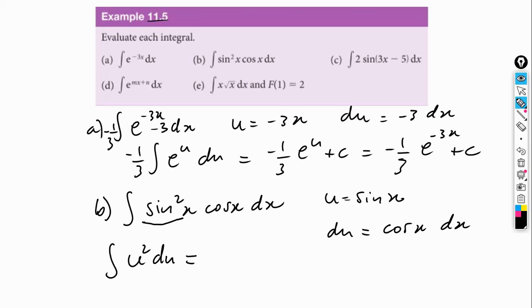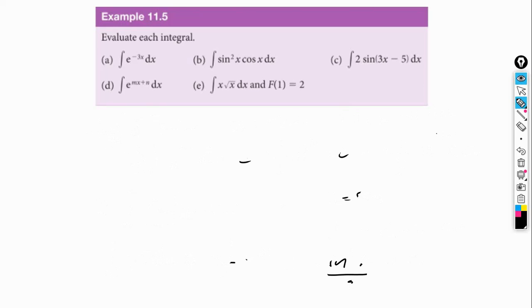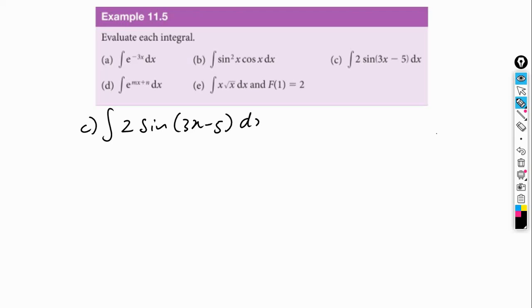And this is very easy because it's simply going to be u to the 3 divided by 3 plus c. But we need to substitute back in. So this is going to be sine cubed of x over 3 plus c. So for c, they want us to evaluate 2 times sine of 3x minus 5 dx.